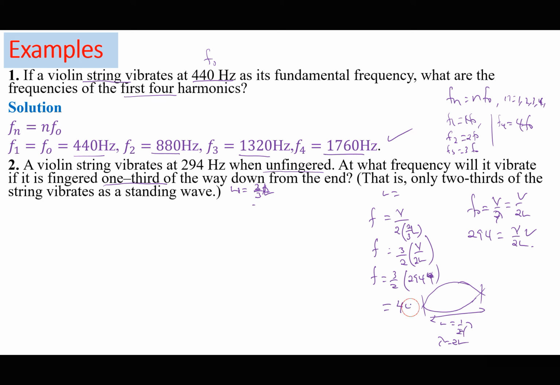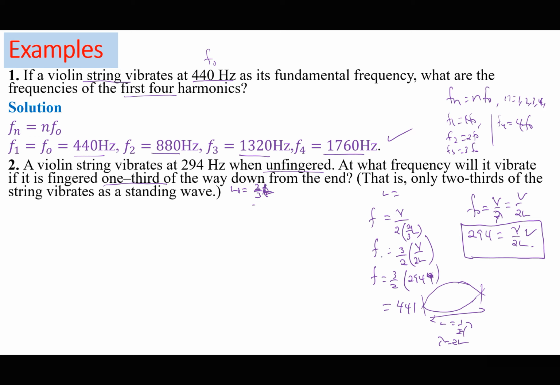So this will be 441. Okay, so when it is unfingered, this is what we had. When it is fingered, the new value for L is 2 over 3 because it is fingered 1/3 of the way down from the end. So that means the length which remains after the third is removed is 2 over 3 of the original length L.